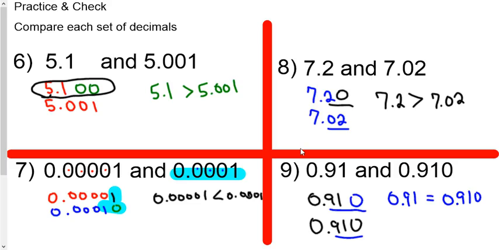But when you start looking at comparing two numbers where the whole numbers are the same, or the decimals are just kind of really close to each other, that's when you want to use my method.